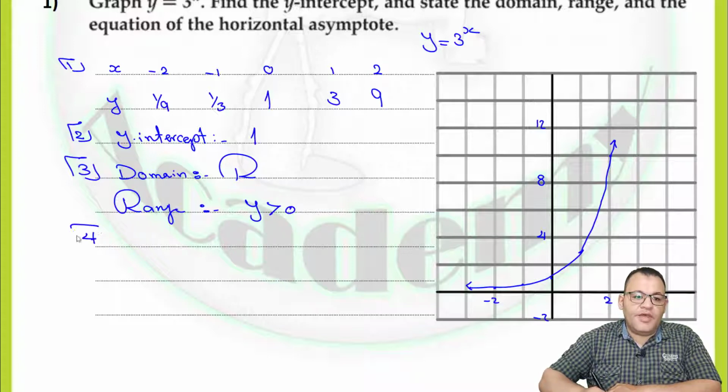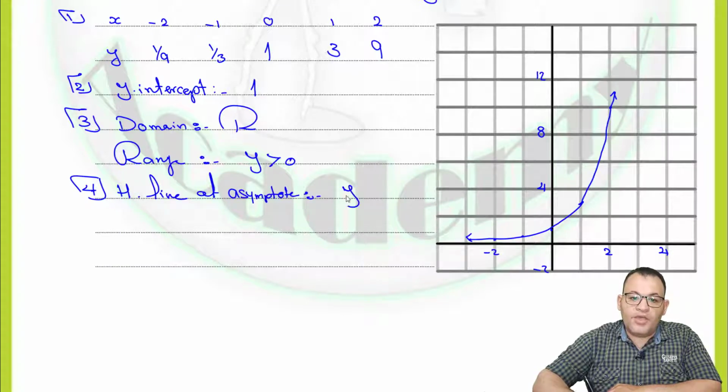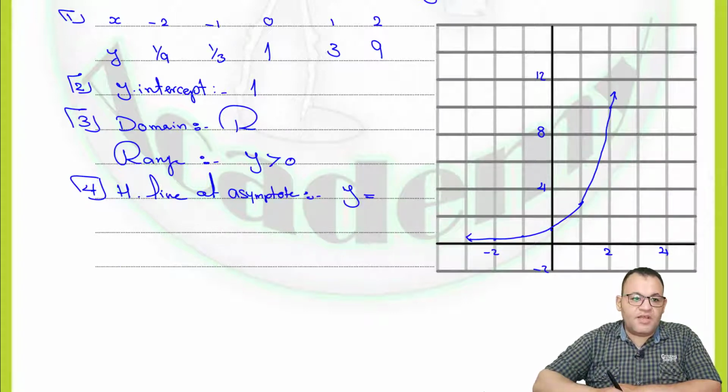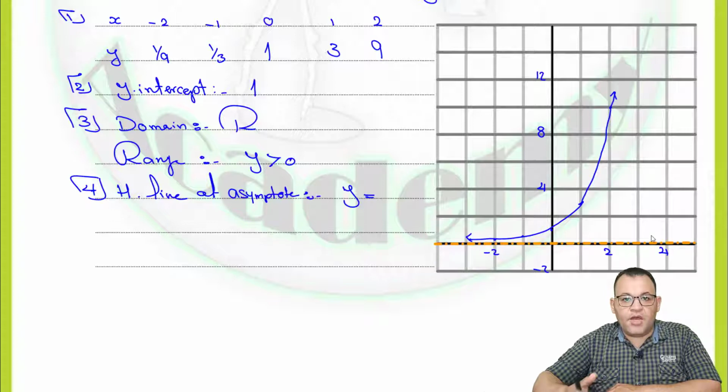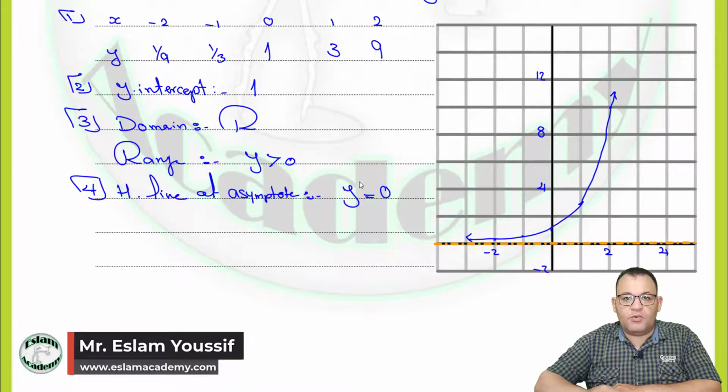Number 4, the horizontal line of asymptote. Because we are talking about the horizontal line of asymptote, the equation will be y equals. The horizontal asymptote is a horizontal line, parallel to x, which is defined by the x-axis. So it will be y equals 0. So always look at the range. We have y is greater than 0 for the range, so the horizontal line of asymptote is y equals 0.